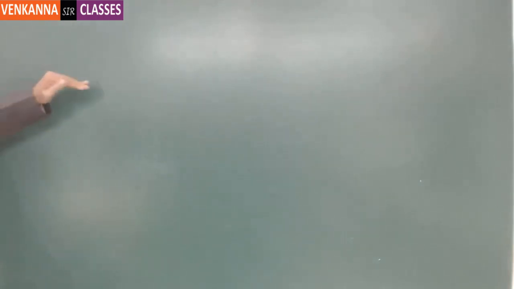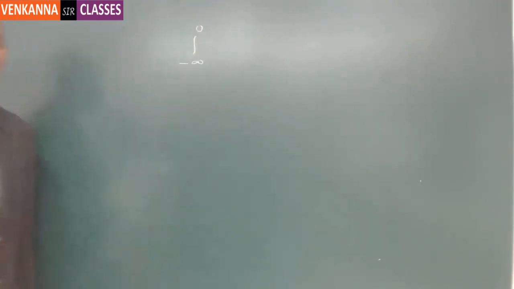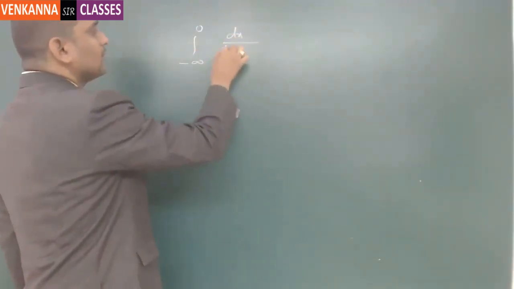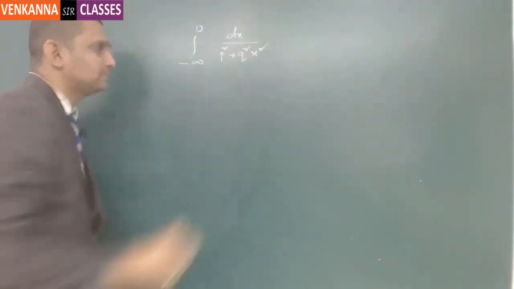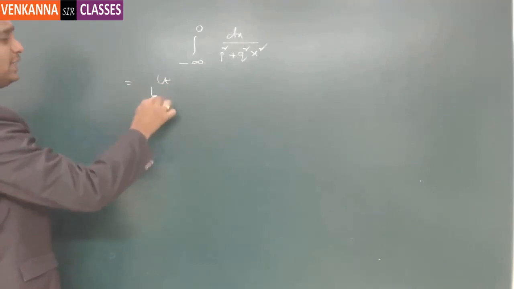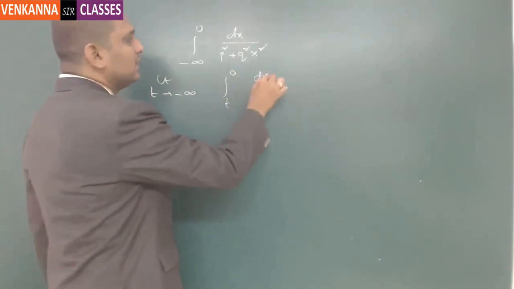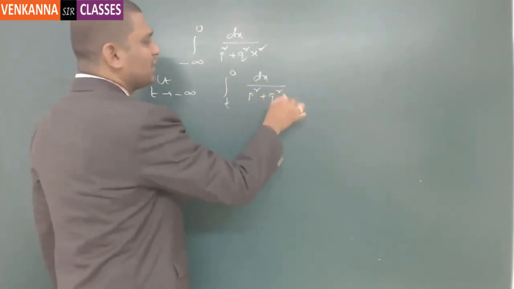So far we have taken the problems with infinity as the upper limit. Let us take some problems with infinity as the lower limit. So the problem, you can take it as integral minus infinity to 0 dx by p square plus q square x square. So the procedure is as usual. Apart from taking t on the top, we take t at the bottom. So it is equivalent to limit t tends to minus infinity, integral t to 0 dx by p square plus q square x square.